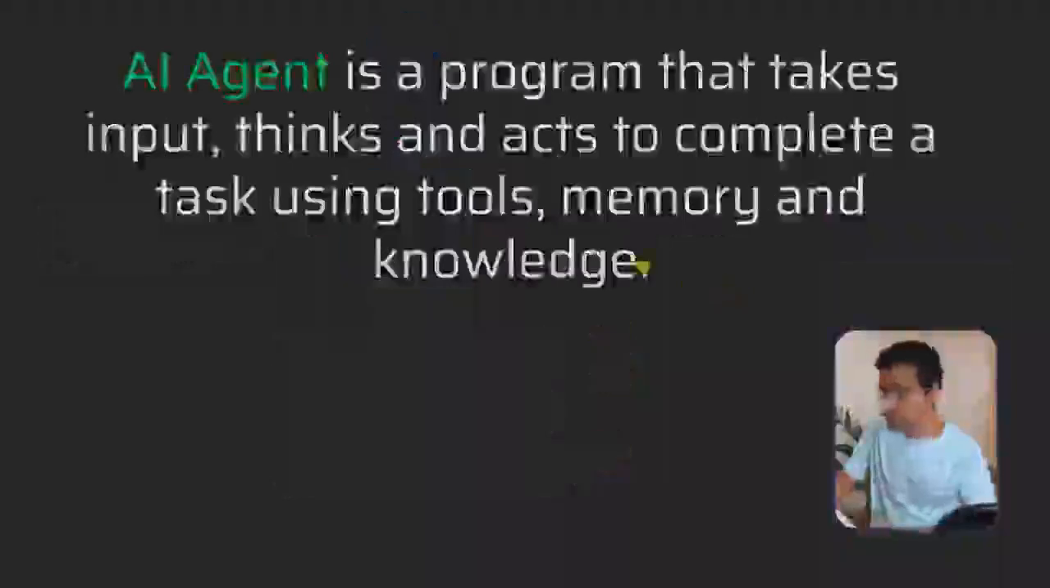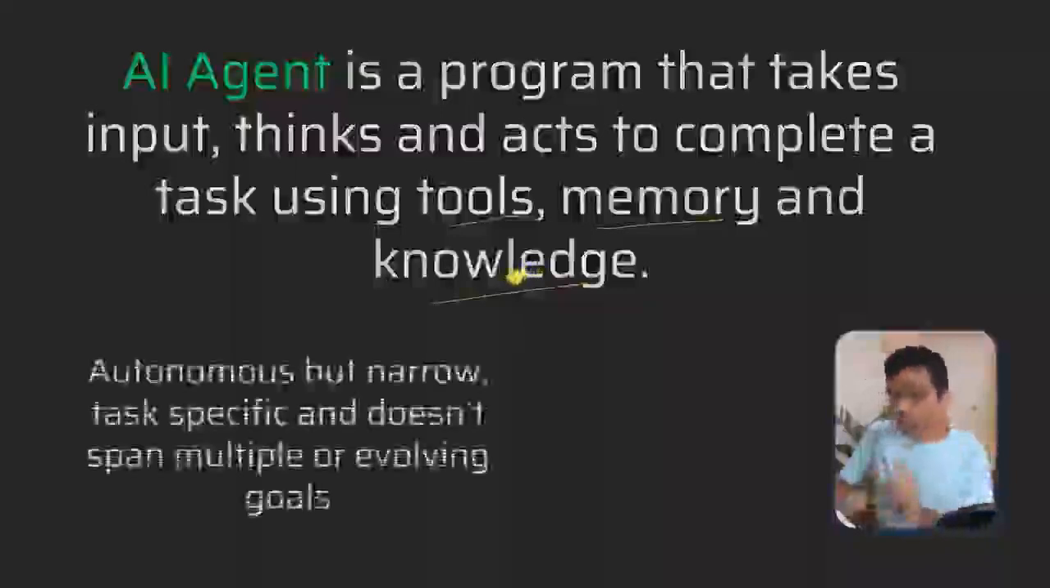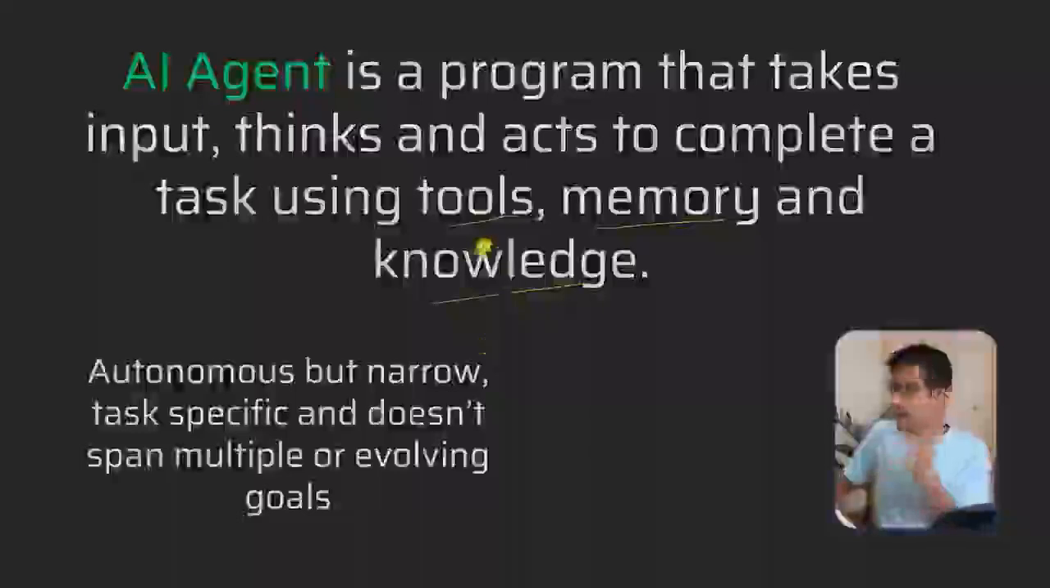An AI agent is a program that takes the input, thinks and acts to complete a task using tools, memory, and knowledge. Okay, so an AI agent will take an action. It is not just simple Q&A. It will take an action. Also, it is autonomous, but narrow. So it has some kind of autonomy where it is taking an action.